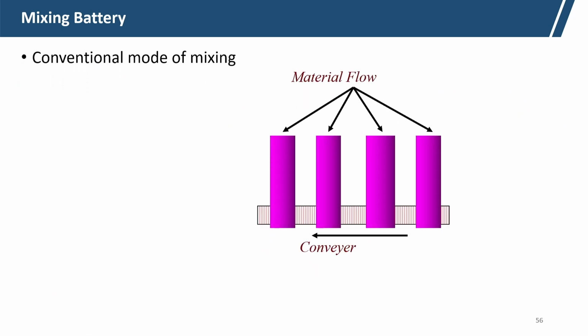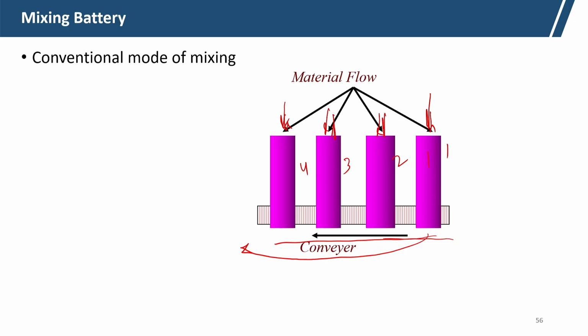So, this is the mixing battery. Here you can see the fiber, as I have mentioned, the material flow. Material is fed in this fashion, then the conveyor is coming. So, suppose there are 1, 2, 3, 4 chambers. Material is fed vertically, but it is transported from the bottom. So, material is coming at the top of the chamber, but delivered from the bottom in the horizontal.